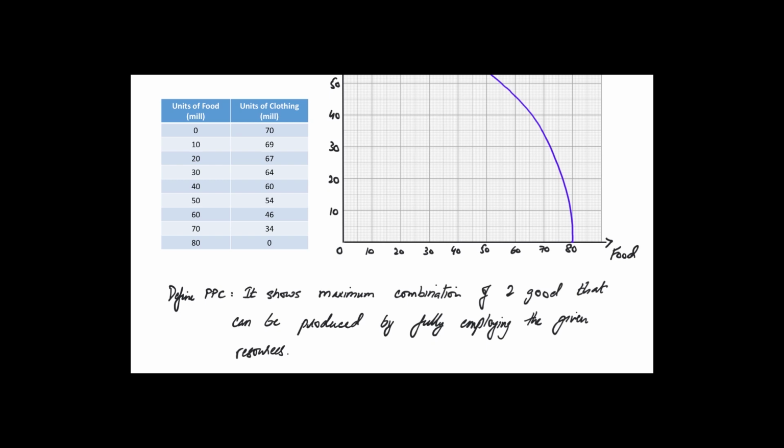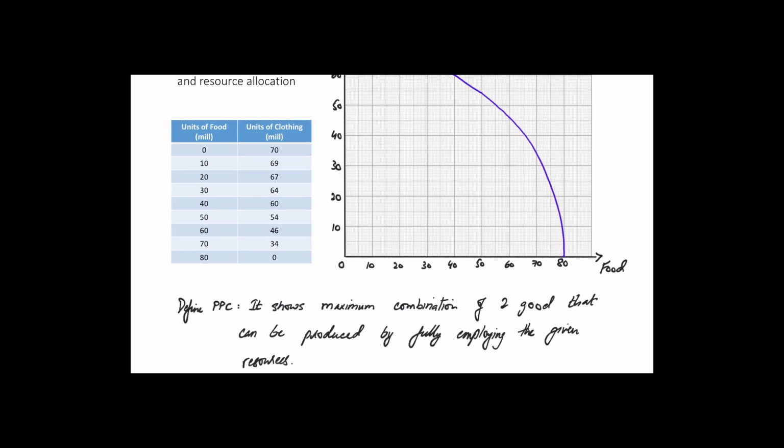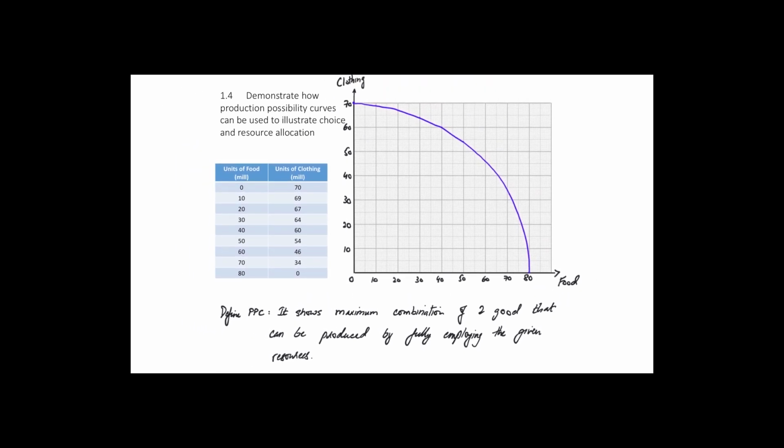It shows maximum combinations that can be produced by fully employing. Fully employing means all resources being used to the maximum capacity. All right. Now, if I ask what these different combinations represent, I say that these different combinations on the PPC show choices. These are my choices that I can produce.